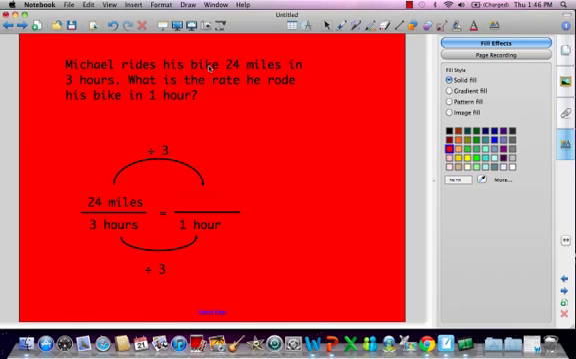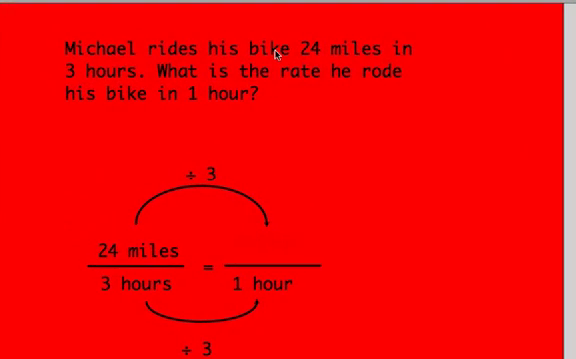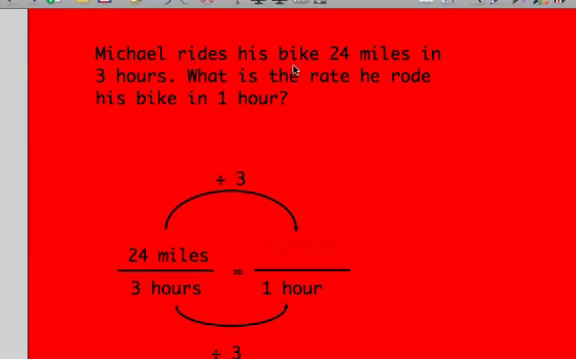Alright, we're looking at some unit rate problems, and with unit rate, just understand that that means that's a singular term, unit. We're trying to put something over 1. We're going to use a denominator of 1. So in this case, Michael rides his bike 24 miles in 3 hours. What is the rate he rode his bike in 1 hour? Now you're going to say to me right away, you just do 24 divided by 3.